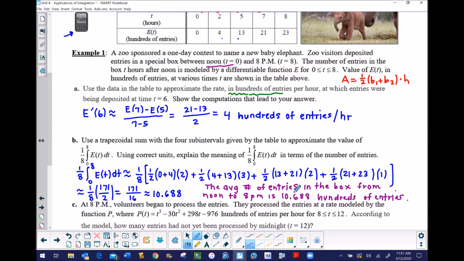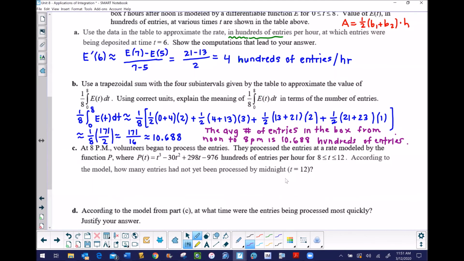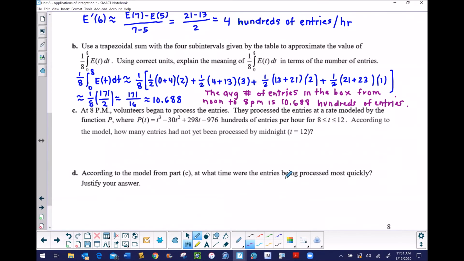Okay, so hopefully that's making sense. You guys doing okay? Guys, we're almost done. Got a part C and a D here, and we'll wrap up here. So at part C, it says at 8 p.m., volunteers begin processing these entries. They process the entries at a rate modeled by the function P, where P of T is given by this cubic equation. And they're going to do these processing from time 8 to time 12.